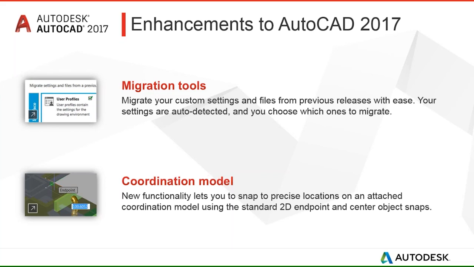And a coordination model. Some of you are using BIM 360 Glue, or some of you are using Navisworks. In the last release of AutoCAD, I showed you how you could bring those coordination models into AutoCAD, and you could look at them, you couldn't snap to them, but I guess it was better than nothing. But now with AutoCAD 2017, you can use the center object snap on those coordination models, and you can use the endpoint object snap, which is very, very helpful, so that you can basically make sure that anything you're drawing in AutoCAD does not have a collision with the model, right? So with the coordination model.